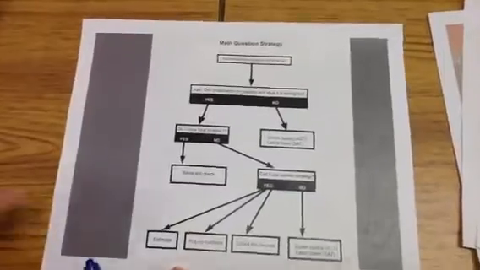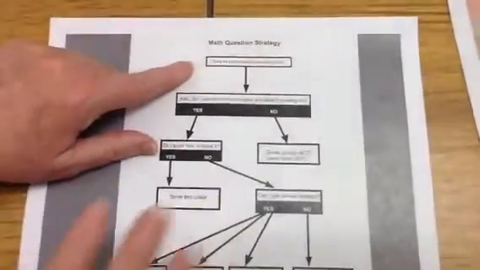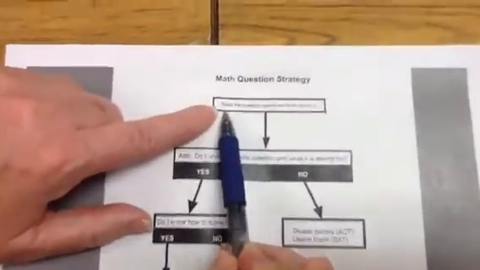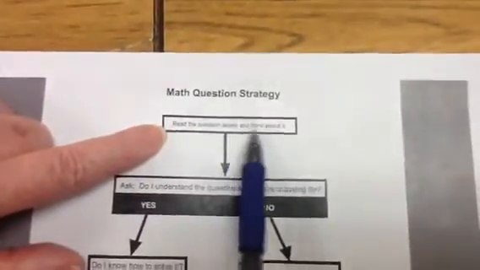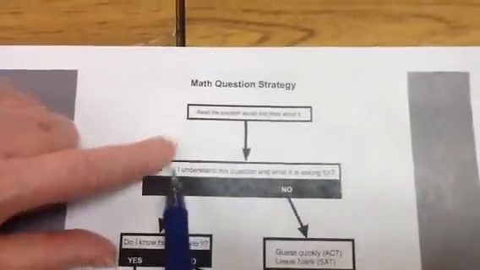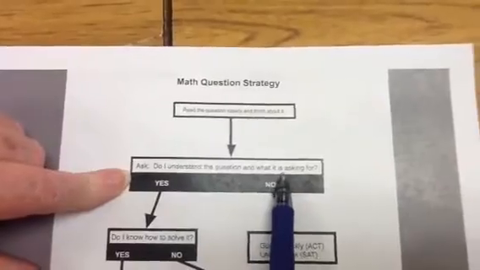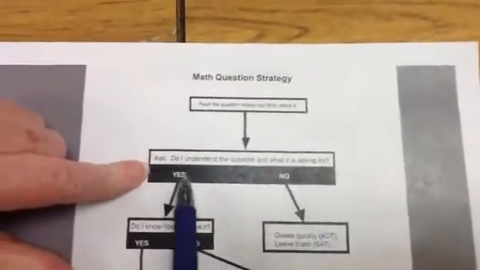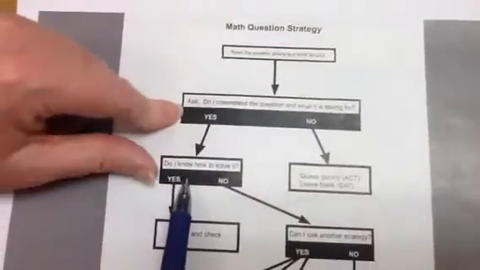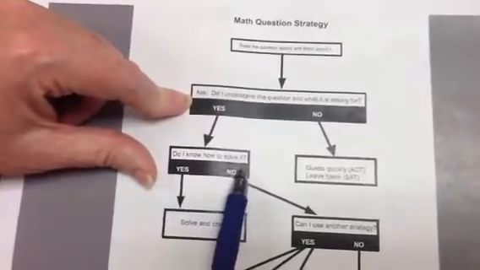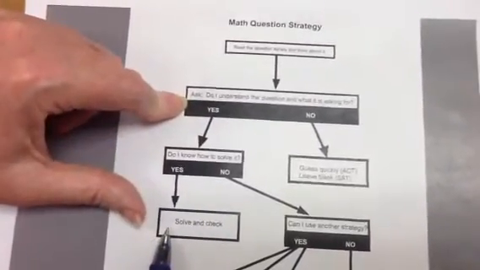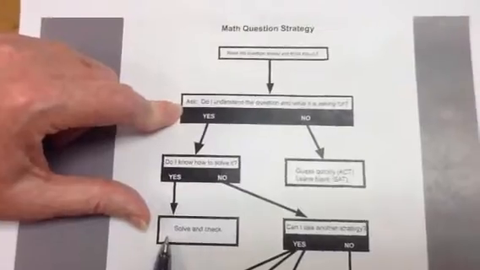The last page is the math strategy. On the questions, read the question slowly and think about it. Ask yourself, do I understand the question and what is it asking for? If your answer is yes, then you're going to say, do I know how to solve it? If your answer is yes, then you solve it. That's how you solve it mathematically.